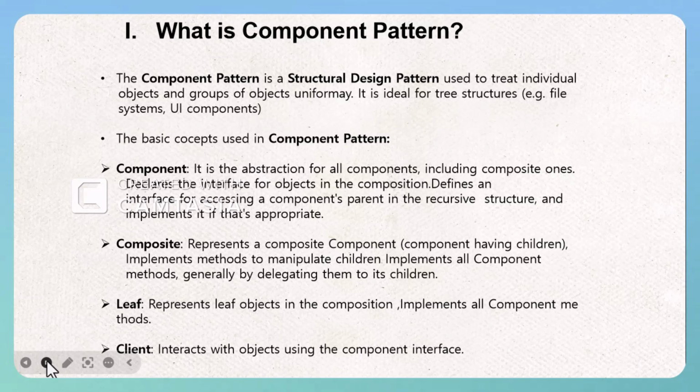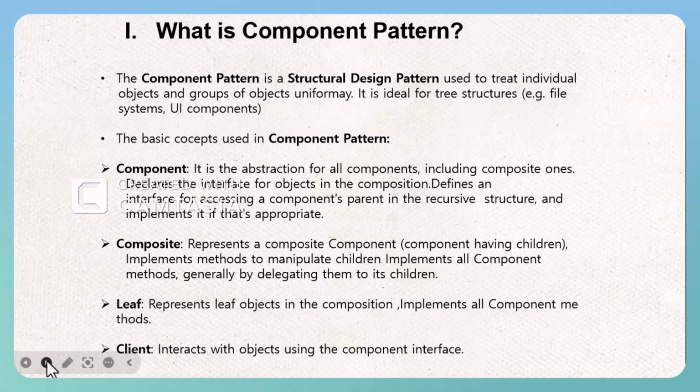The basic concepts used in the composite design pattern are, first, the component. A component is the abstraction for all components, including composite ones. It declares the interface for objects in the composition. It defines an interface for accessing a component's parent in the recursive structure and implements it if that's appropriate. It's like a parent in a tree or the root of a tree.